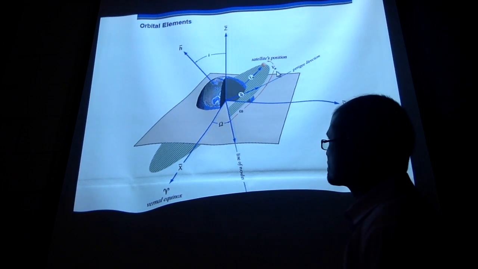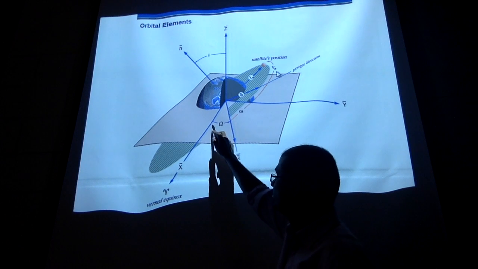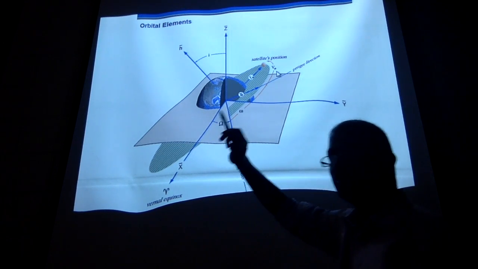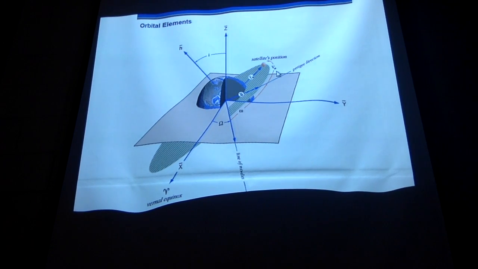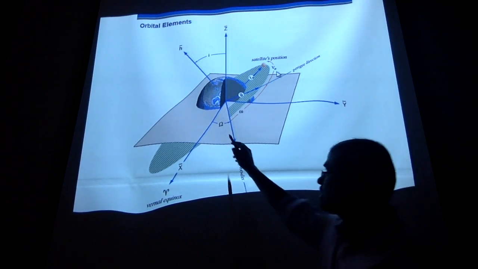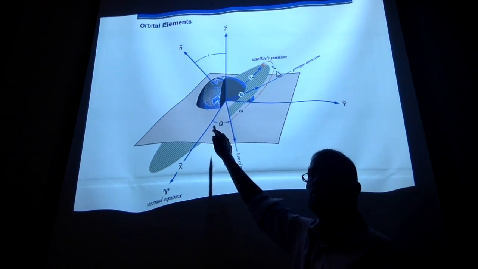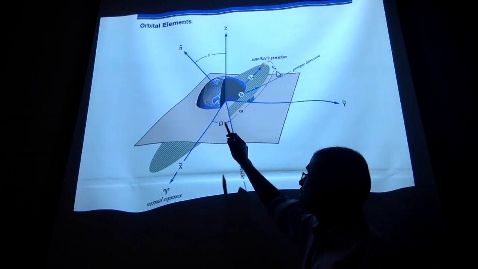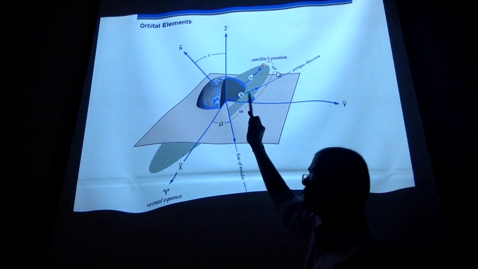The next one is, what plane is this angle in? The cap omega. Equatorial plane, yes. That's a good observation. So if you see this plane, this angle is in the equatorial plane. Okay. This next one is the small omega.